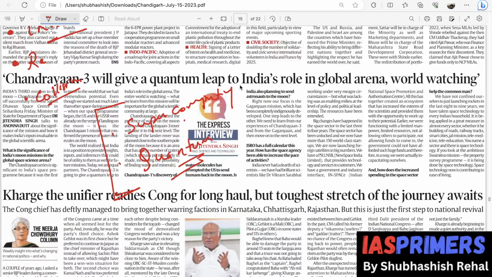Chandrayaan 3 will give a quantum leap to India's role in the global arena, with the world watching. Why is it giving that? First of all, achieving soft landing of a rover. That is significant. Very few countries have been able to do it: India, China, USSR. Next, we are doing it in a difficult area, the South Pole of the moon. So this showcases India's capability. In fact, most of the launches have taken place in the equatorial region of the moon, and that too the Earth-facing side, which has a plane surface. The South Pole area is much more difficult.